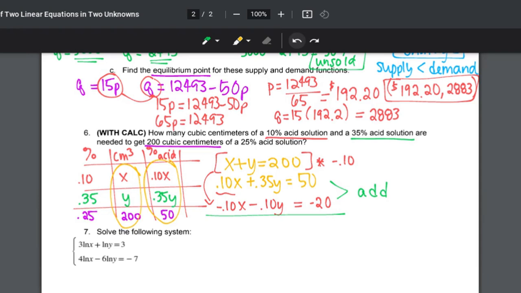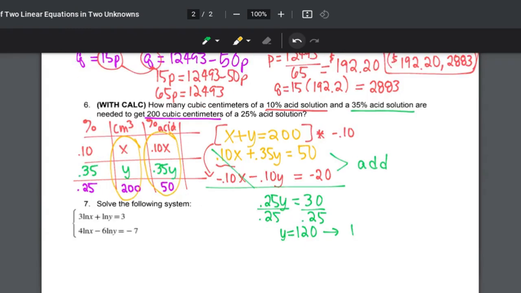Positive 0.10x and negative 0.10x add up to 0. If we add together the y column, I get 0.25y equals 30. And then the final thing to do is divide by 0.25. So now we're going to get that y is equal to 120. So it's 120 cubic centimeters of 35% acid.